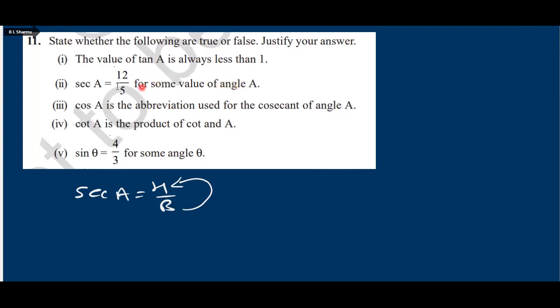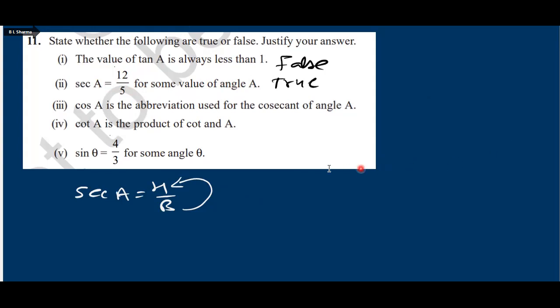किसी वैल्यू के लिए ये हाइपोटेन्यूज हमेशा ही परपेंडिकुलर से ग्रेटर होता है. Yes, because we consider here a right angle triangle. So that part is true. First is false. Second is true.